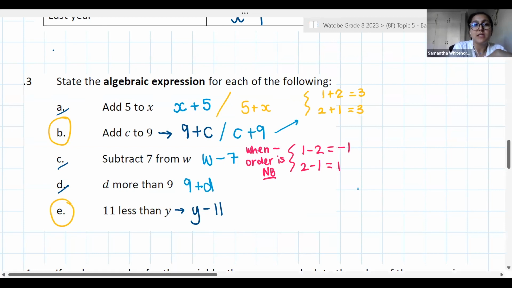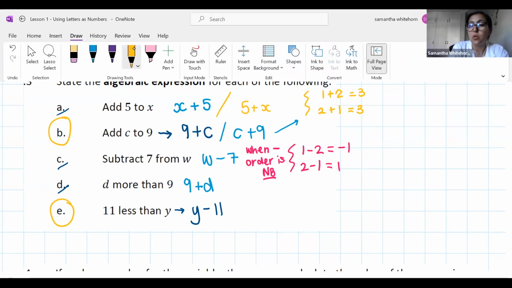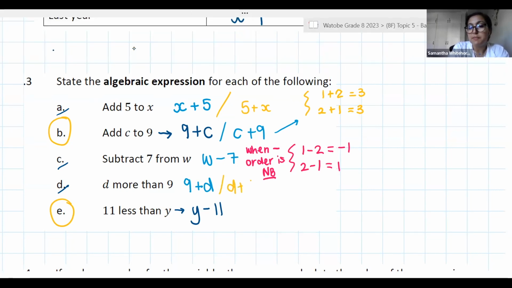But because we've had this discussion around the fact that with addition the order doesn't matter, D plus 9 is absolutely fine too. Okay, so for D, either you said 9 plus D, or you said D plus 9. Doesn't matter which one because they're both additions, so order is not important. But those are the expressions that we've gotten here for A to E.